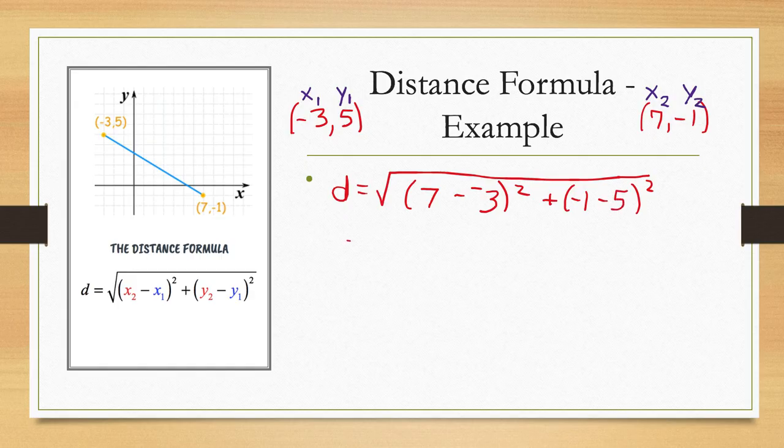And then we're going to work at simplifying. Remember that we're always going to do our parentheses first. So 7 minus -3. Feel free to use your calculator here if you need to. It's the same thing as 7 plus 3. So that's going to give me a 10. And we've still got the squared on it. -1 minus 5, again, if you need your calculator, that's fine. That's going to give me a -6 squared.